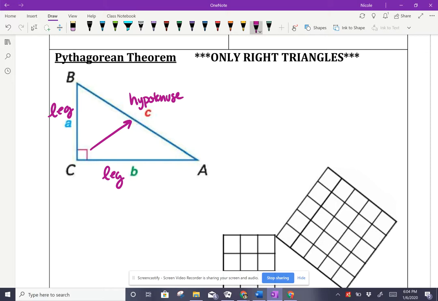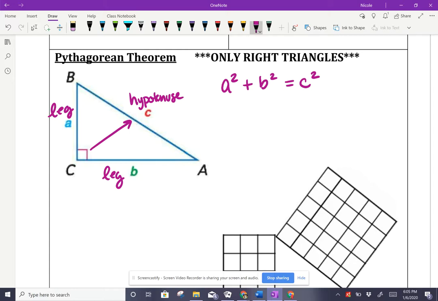So we have an equation, or a theorem, that we get to use to help us if we are missing one side of our right triangle. Just one, not two. Obviously not three, because then I wouldn't know anything. The Pythagorean theorem is a squared plus b squared equals c squared. So I take the two legs, I square them separately, then I add them together, and that's equal to the length of the hypotenuse squared as well.